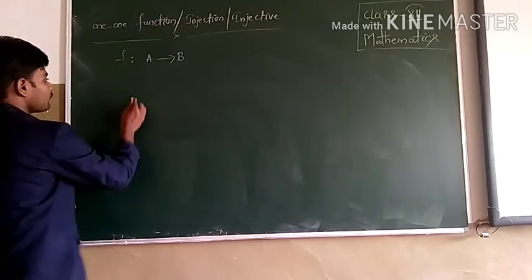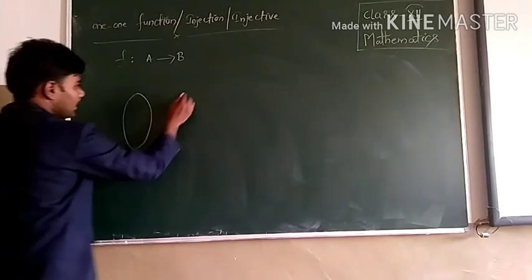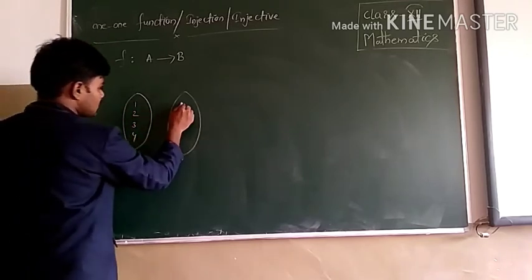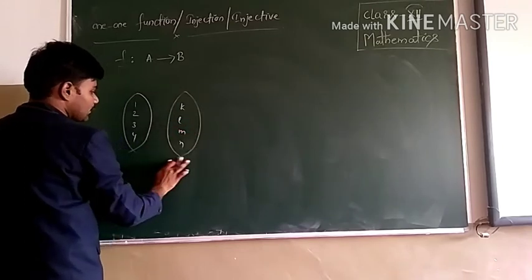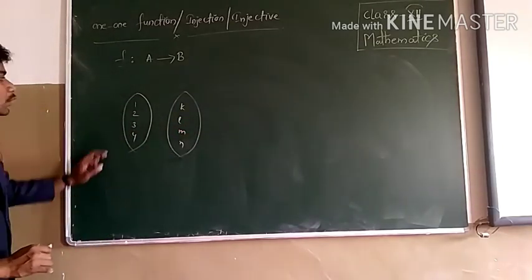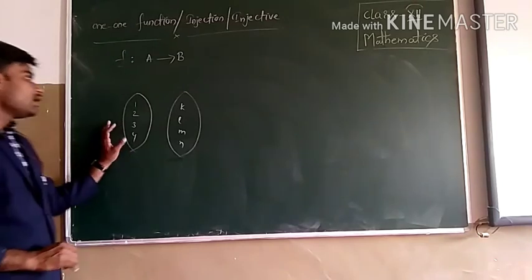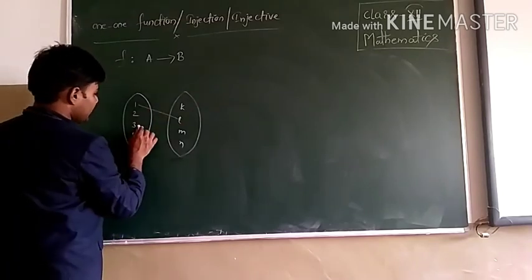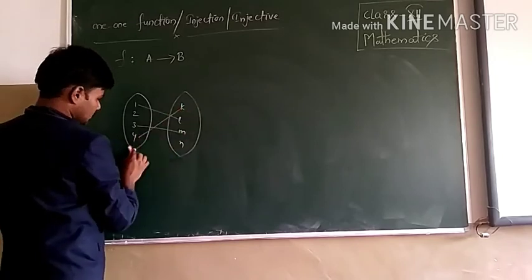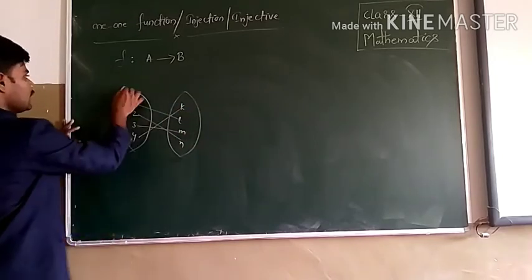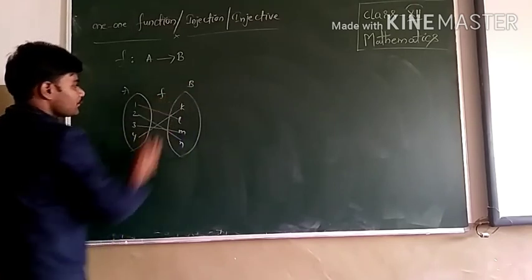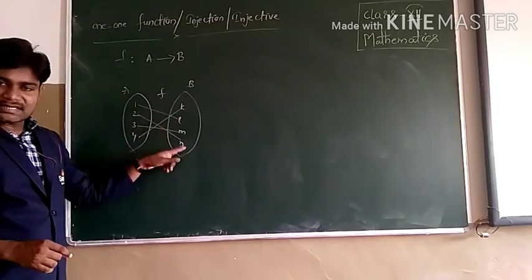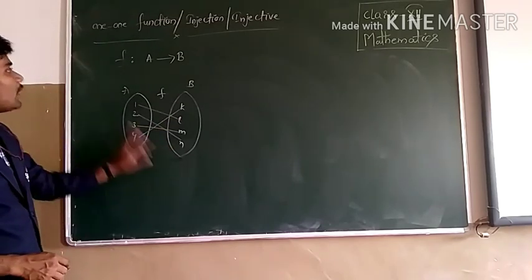Now let's see the example. If A and B are considered, this is 1, 2, 3, 4, and this is, suppose, K, L, M, N. The definition says that no two elements of set A have the same image. Suppose 1 is mapped with M, and so on, with L, M, N. So this is a one-one function because every element in set A has exactly one element in set B, right? So that's why this is a one-one function.